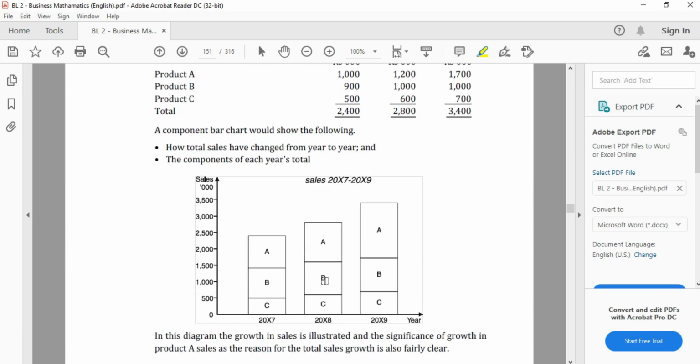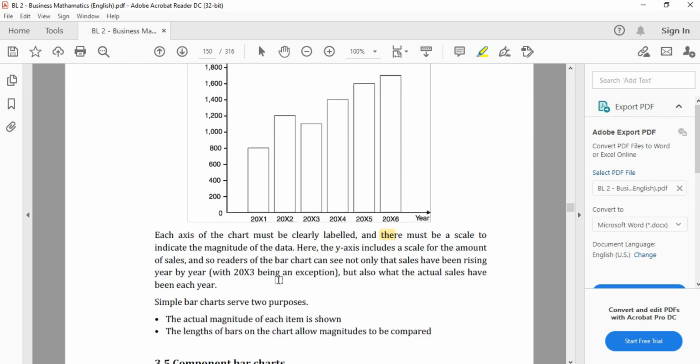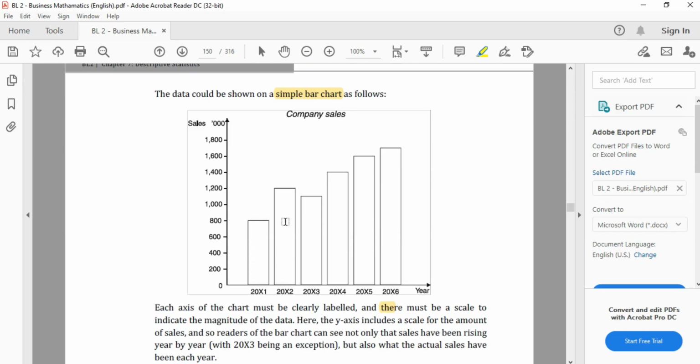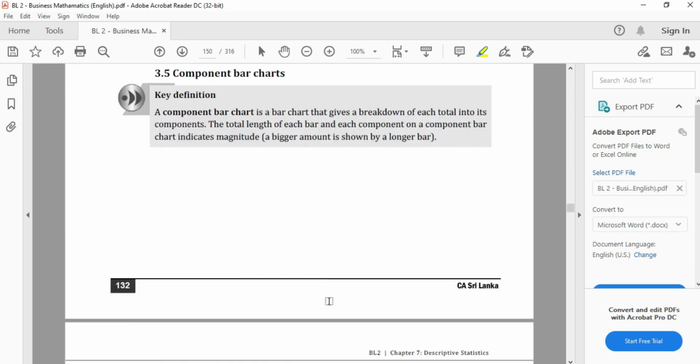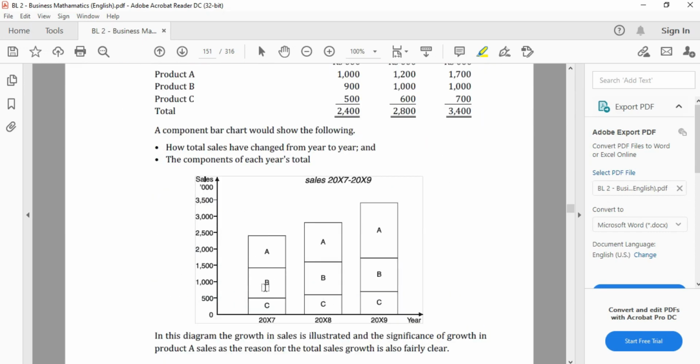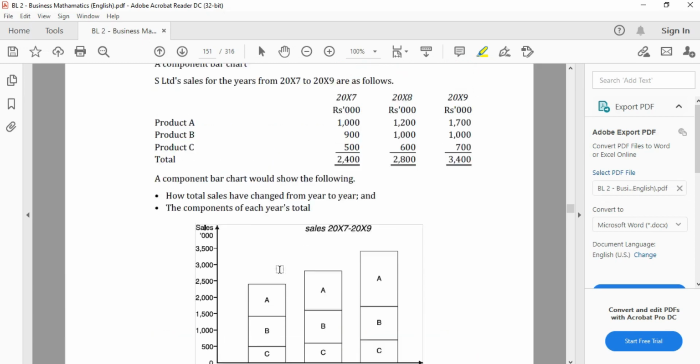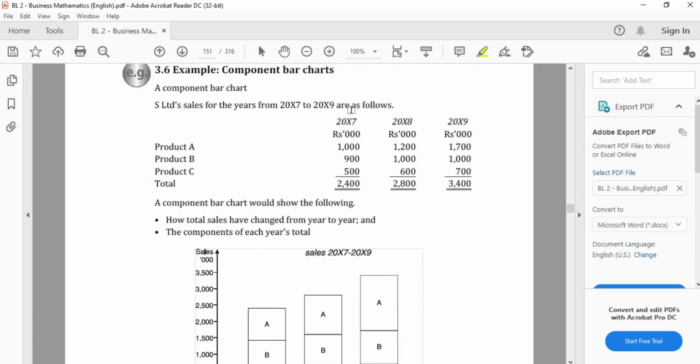This is similar to simple bar charts. But in a simple bar chart, you just have the total. In the component chart, they break it into categories to show what each category holds in the bar. For example, the same sales of the company split and shown by 3 products for years 7, 8 and 9.